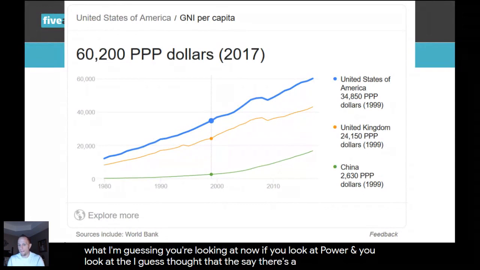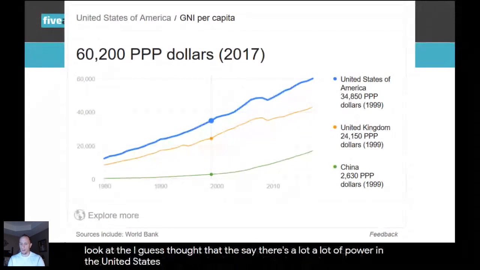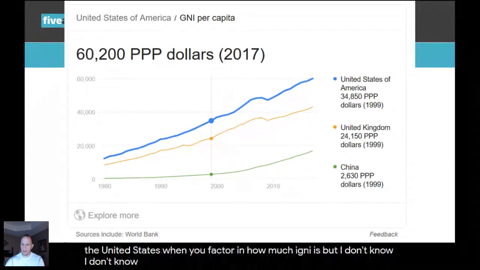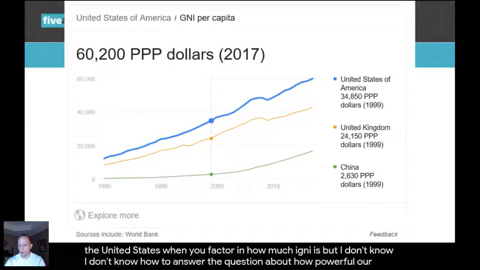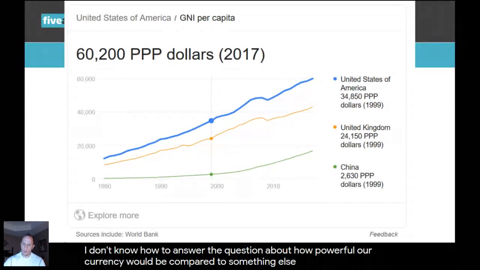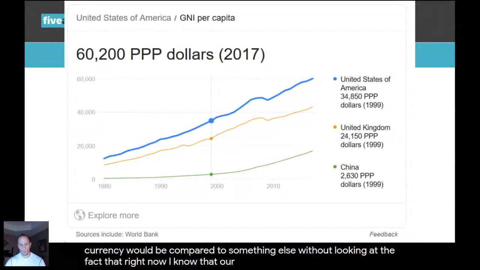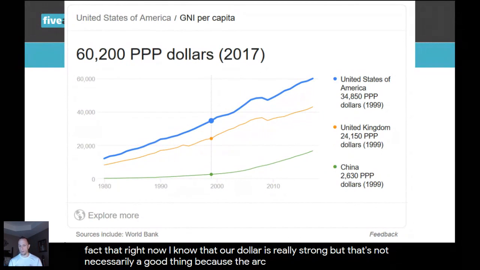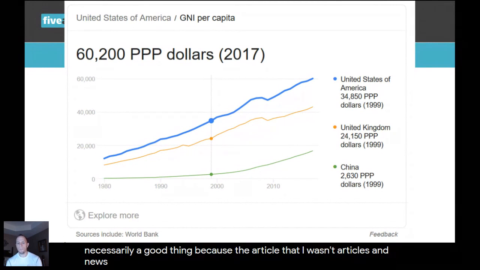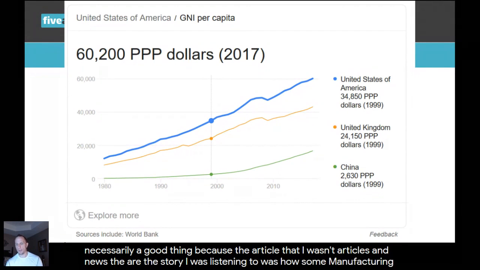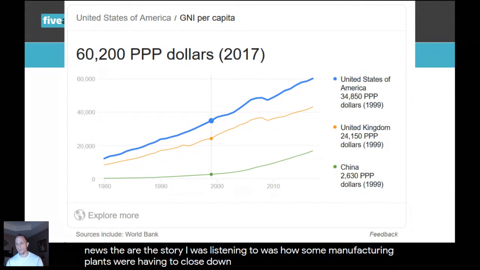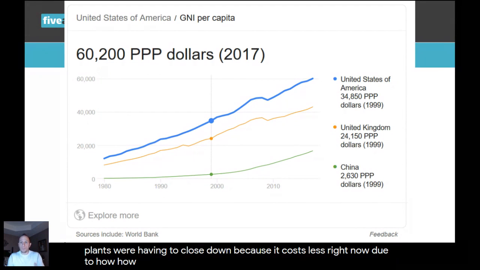I'd say there's a lot of power in the United States when you factor in how much our GNI is. But I don't know how to answer the question about how powerful our currency would be compared to something else. I know that our dollar is really, really strong, but that's not necessarily a good thing, because the story I was listening to on the news was how some manufacturing plants were having to close down because it costs less right now due to how strong our dollar is.